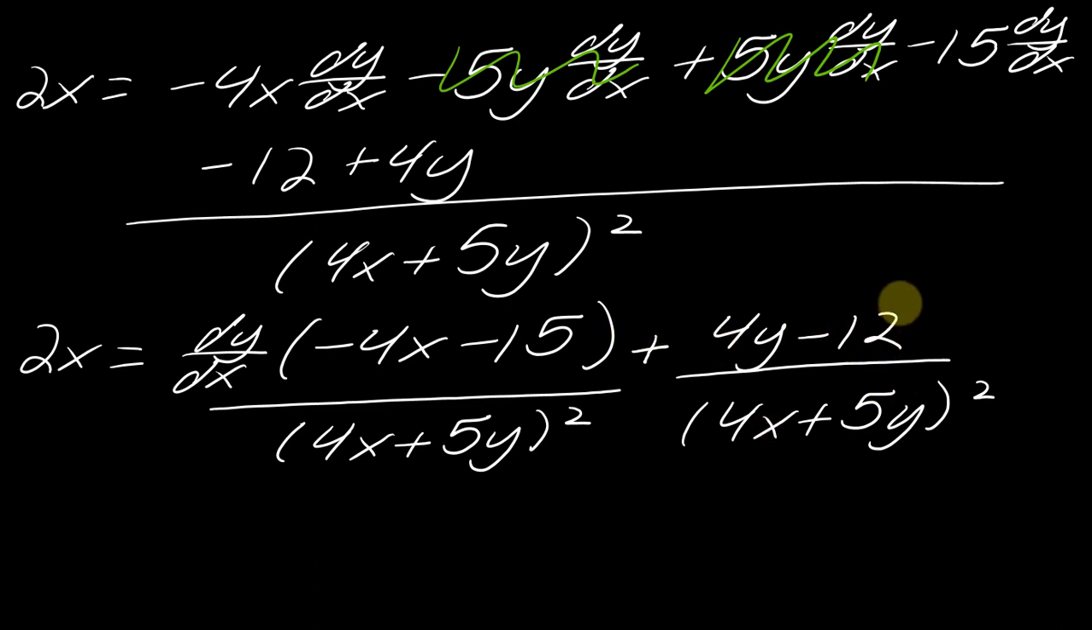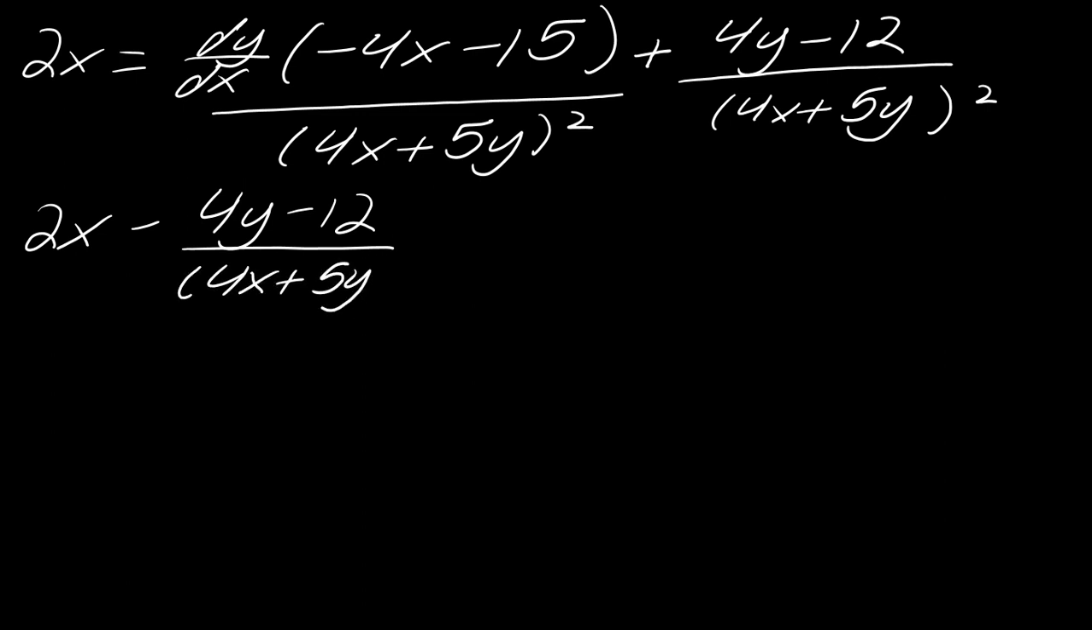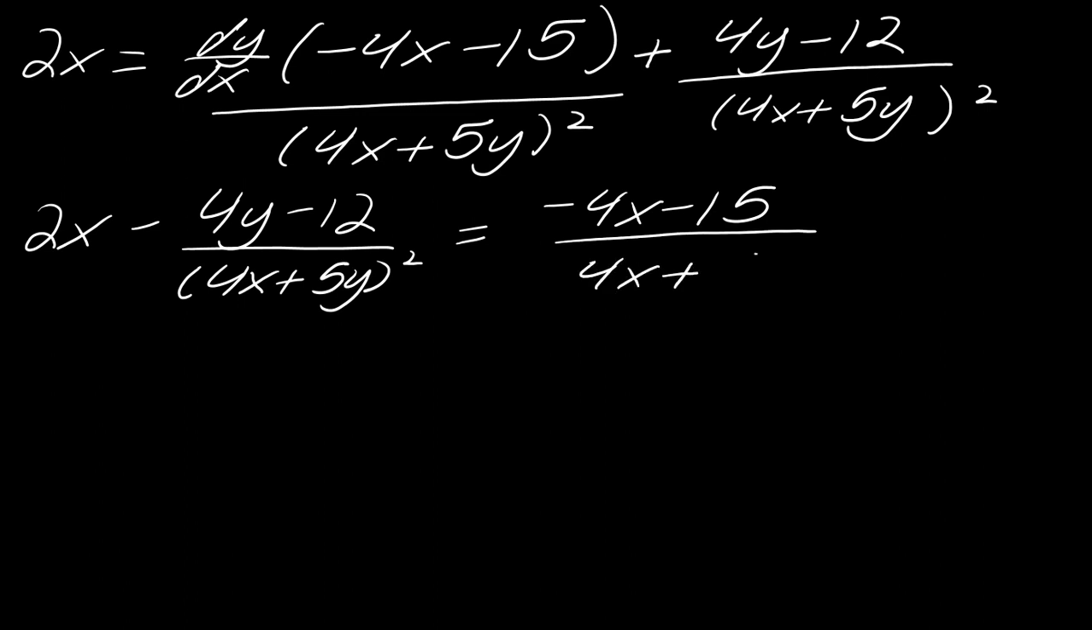And so now I'm in a much better position to actually finish this problem, because I can go ahead and subtract this over to the other side, and then I can just kind of multiply by the reciprocal. So making a little more space again, I'm going to have 2x minus 4y minus 12 over 4x plus 5y squared, and then all of that's equal to negative 4x minus 15 over 4x plus 5y squared dy dx.